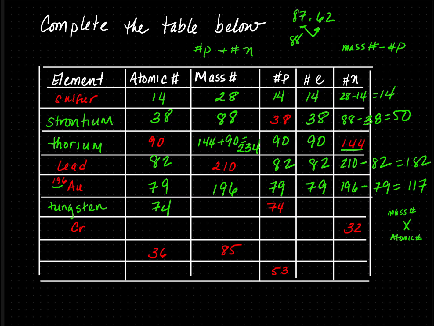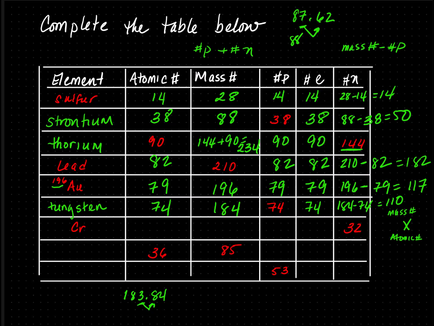Since neither the mass number nor the number of neutrons are provided in this problem, we use the atomic mass. The atomic mass of tungsten is 183.84, and we need to round to the ones place, so this becomes 184. We know that the number of electrons is going to equal the number of protons because this is a neutral atom. We know the mass number, 184, minus the protons will give us the number of neutrons, so this is 110 neutrons.